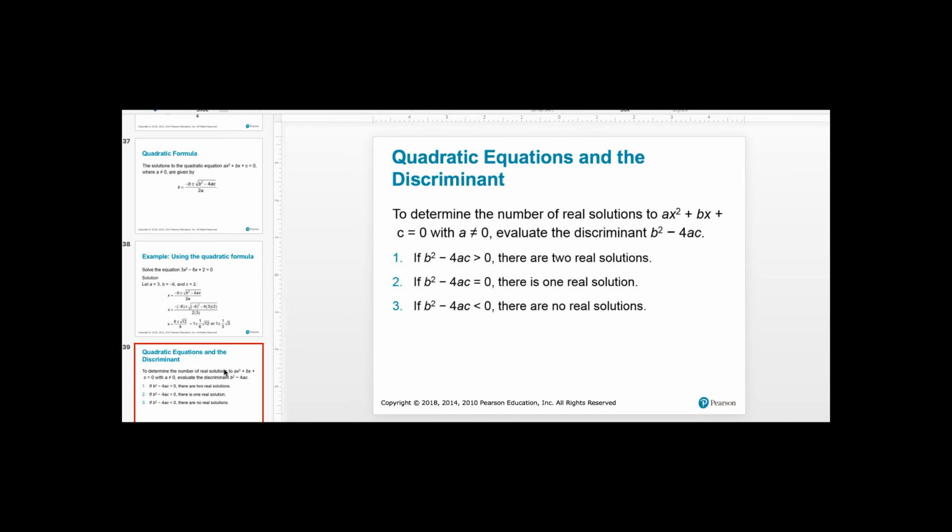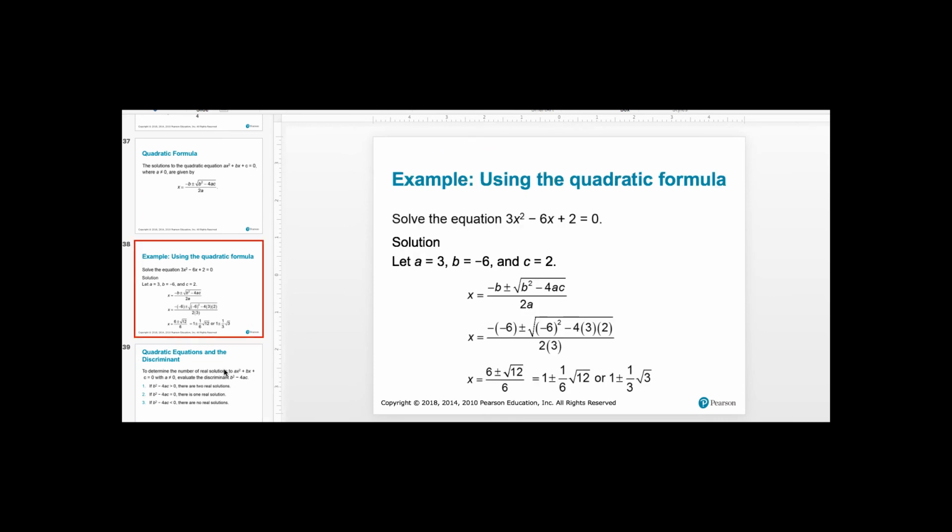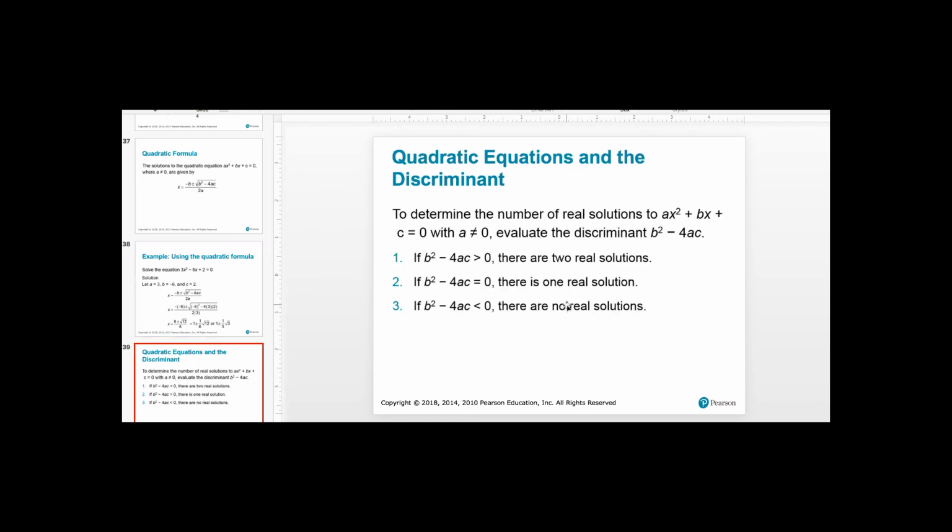But for now, if you're just taking this at face value, if the discriminant is positive, that means you're going to end up having 2 real solutions, just like we did in this case. So if you look, the discriminant in this case was 12 because it's the piece under the radical, and that's positive, so I end up getting 2 solutions just like we did here. If the discriminant is negative, you end up having no solutions.